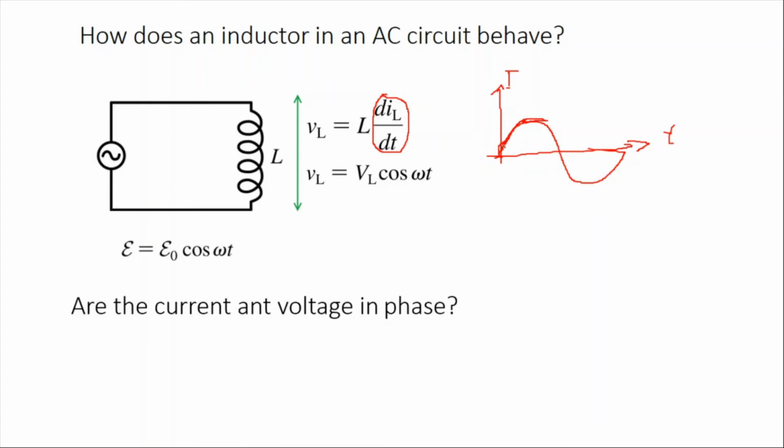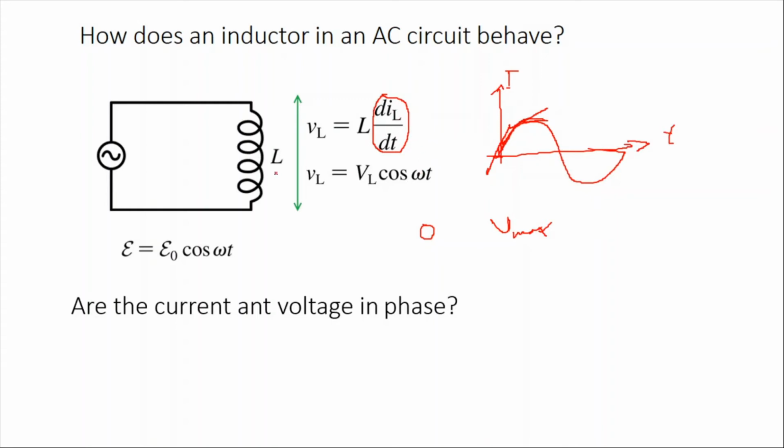To determine the rate of change, we look at the slope. The slope here will be bigger than the slope here. So at the beginning, when the current is starting to increase from 0, the current is 0, but its rate of change is very high, which produces a high voltage. So when the current is approximately 0 and starts to increase, the voltage is at a maximum value. This is because of the dependence of the voltage on the rate of change of the current.